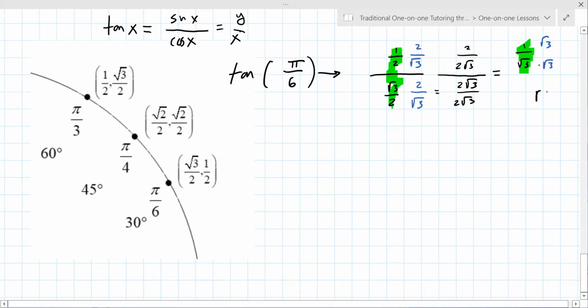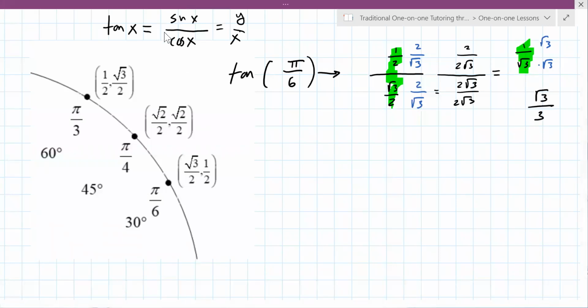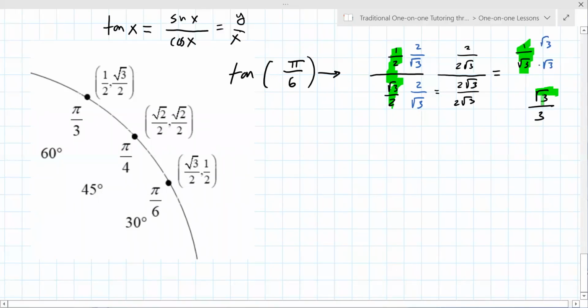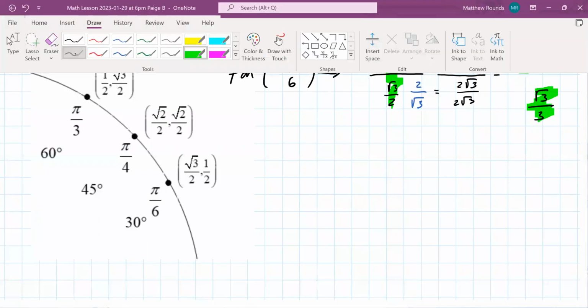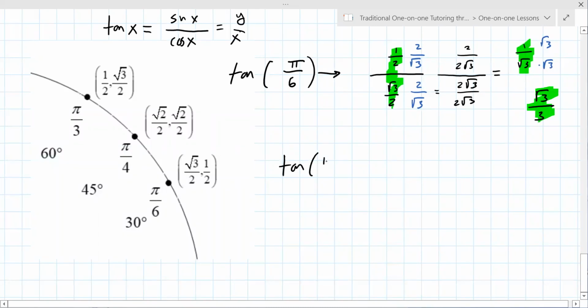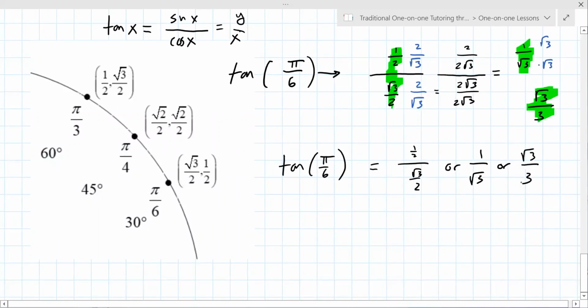It becomes root 3 over 3. Okay, so I'll summarize here, but you as the math student, it's not like sine and cosine. You have to be on the lookout for the fact that tangent of pi over 6 can be 1/2 over square root of 3 over 2, or it can be 1 over square root of 3, or it can be root 3 over 3.